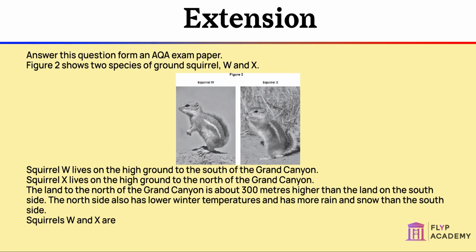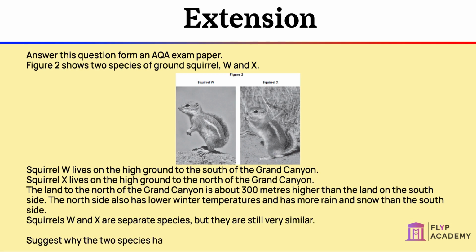Squirrels W and X are separate species, but they are still very similar. Suggest why the two species have not become more different over time. The environments, food sources, predators and temperatures on both sides of the Grand Canyon are very similar. So the squirrels have evolved in a very similar way, as favourable characteristics in one population would be the same in the other.